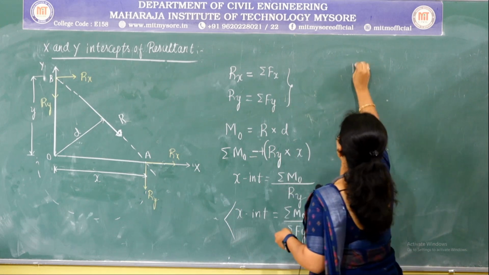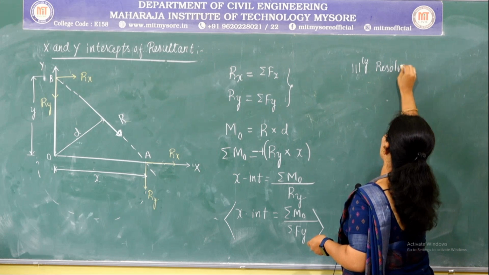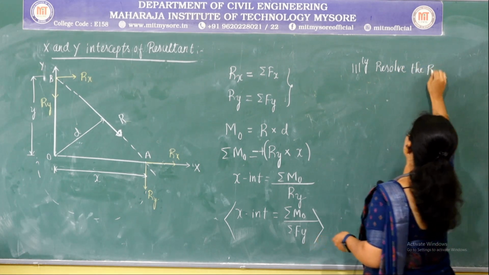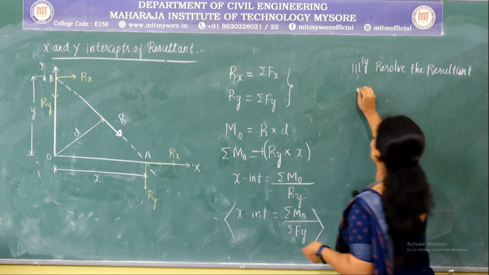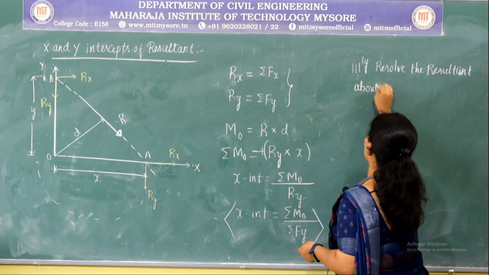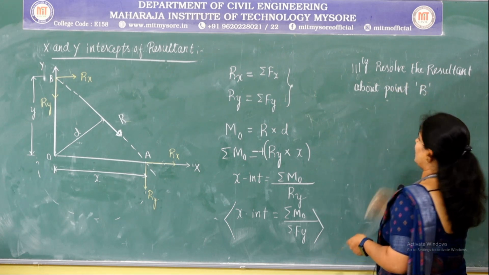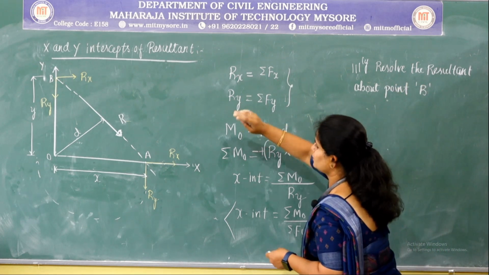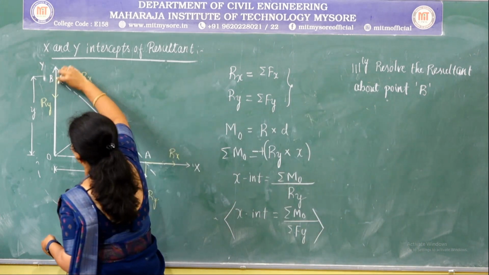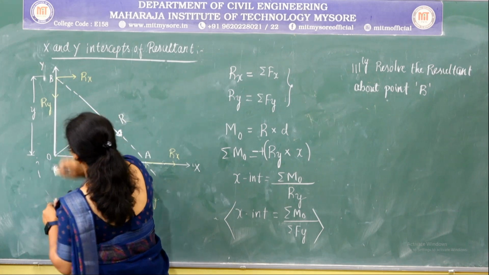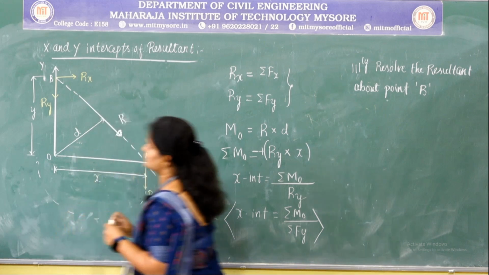So similarly, I am going to resolve the resultant about point B, and I am going to take the moment about the same point O. Now in this case the moment produced by this y component about point O is 0 because the line of action of this force and the point are in the same line.